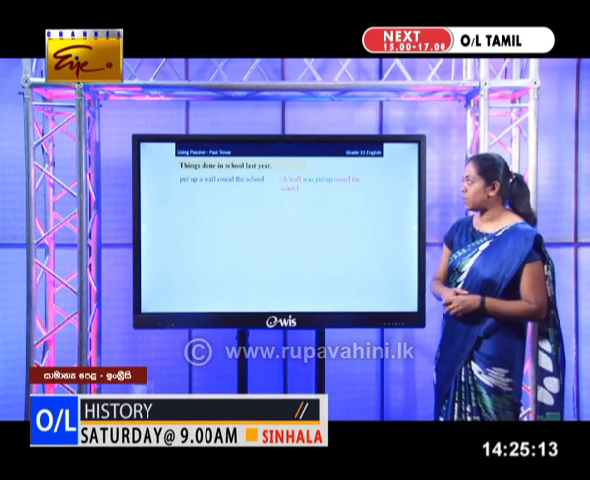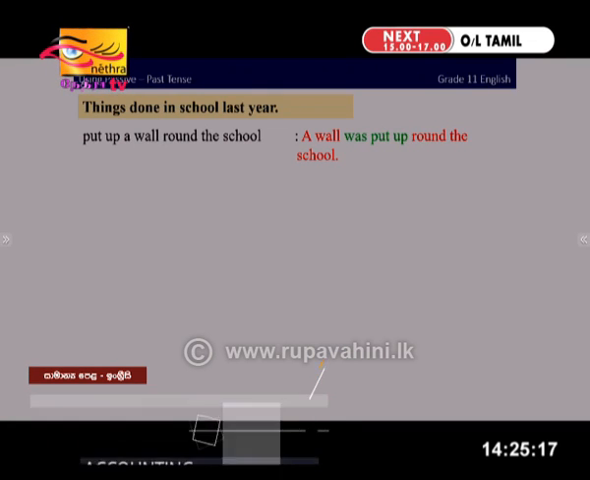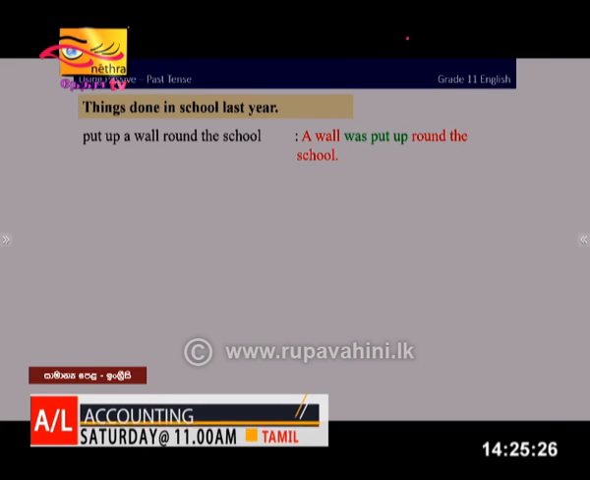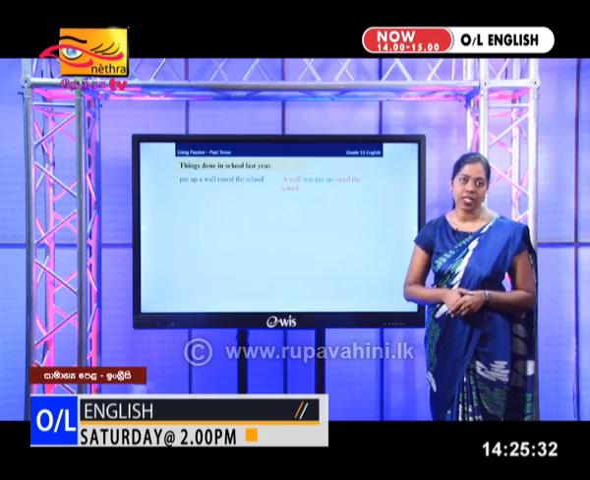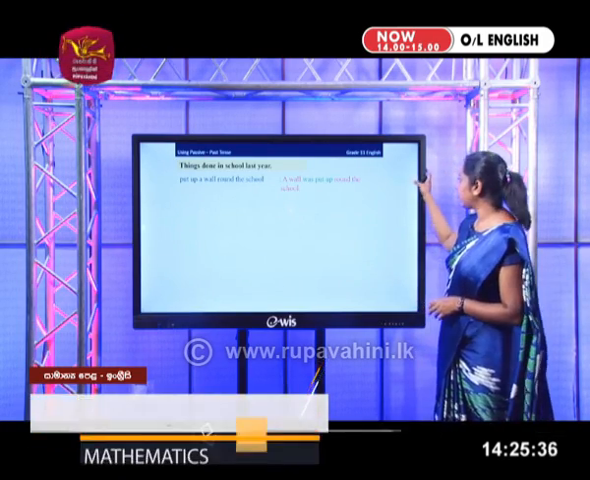This is one example. Put up a wall round the school. A wall was put up round the school. Right? So this is another example to show that there is no need for us to use the by agent and indicate the doer when the sentence clearly says about the action. Right? I'm going to show you the rest as well.